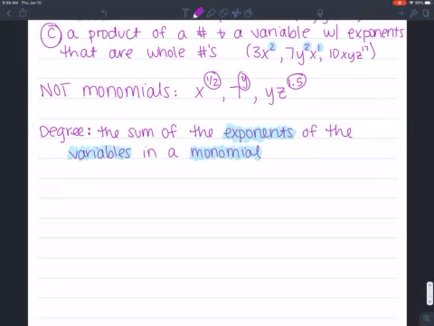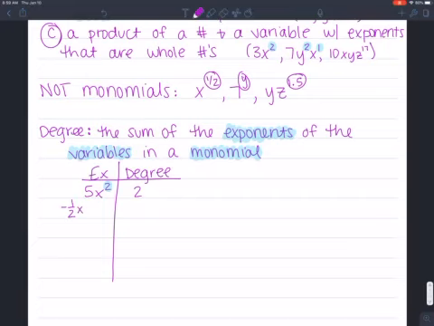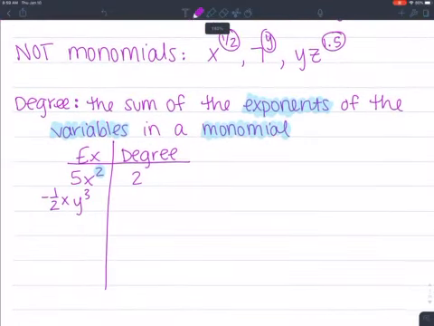So if we do a couple of examples and then figure out what the degree is, let's go ahead and look at this. We're going to do 5x squared. Well, there's only one exponent, so my degree is actually right in front of me. It's a 2. But if we have negative 1/2 xy cubed, I need to take a closer look because I have an imaginary 1 right here, and now I need to find the sum. So we need to add 1 plus 3 is 4, so my degree is 4.